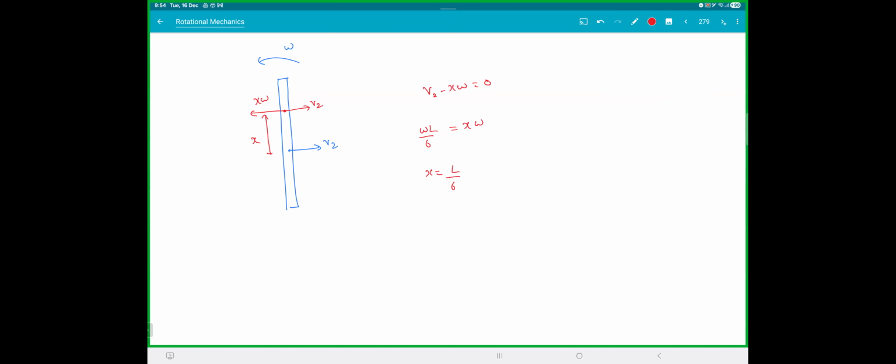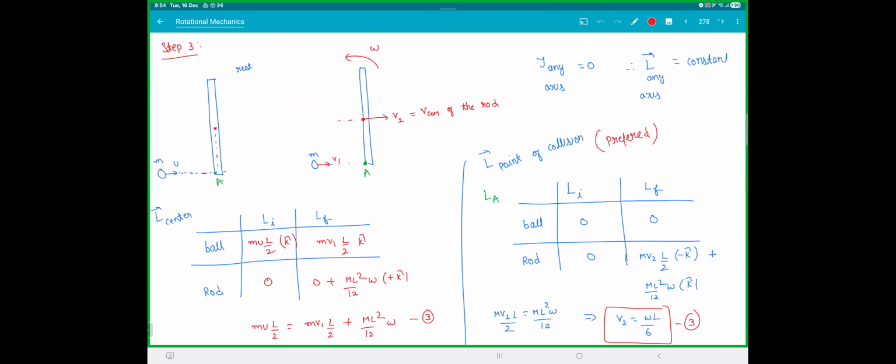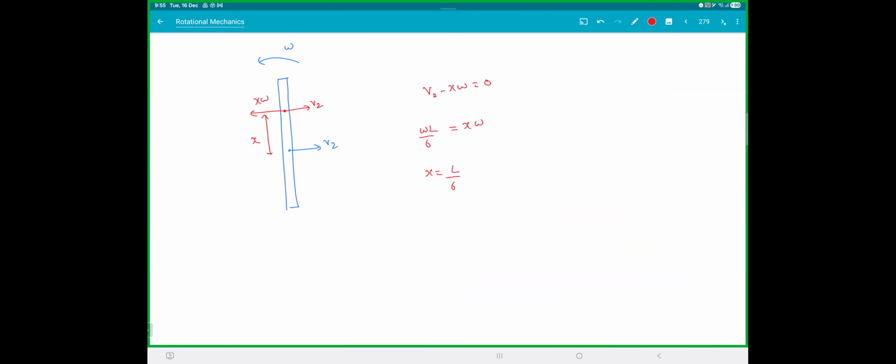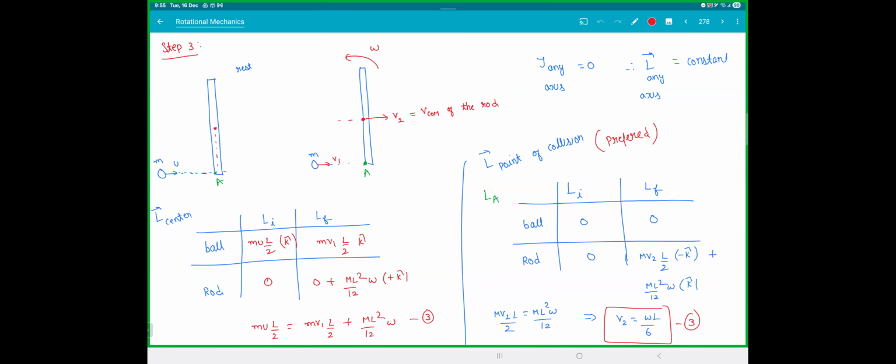The best thing is that it doesn't depend on the masses or on the restitution. If the ball hits that end, this is always the case: the point at L by 6 will always be at rest. Is this clear, everyone? This is your B part of the question. All clear with the process?